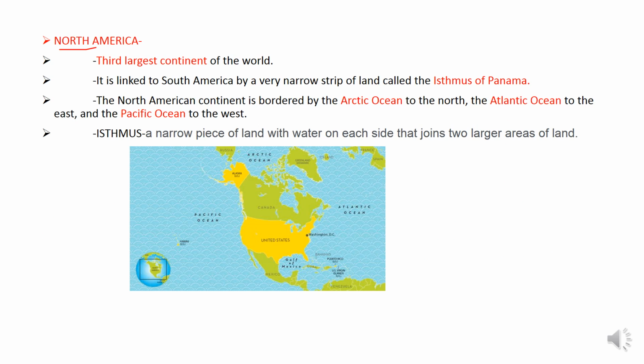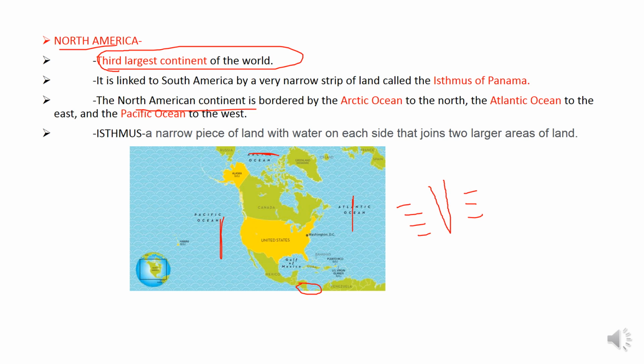North America. This is the third largest continent of the world. It is linked to South America by a very narrow strip of land called Isthmus of Panama. The North American continent is bordered by Arctic Ocean to the north, Atlantic Ocean to the east and Pacific Ocean to the west. What is an isthmus? It is a narrow piece of land with water on each side, and this piece of land joins two large masses of land.